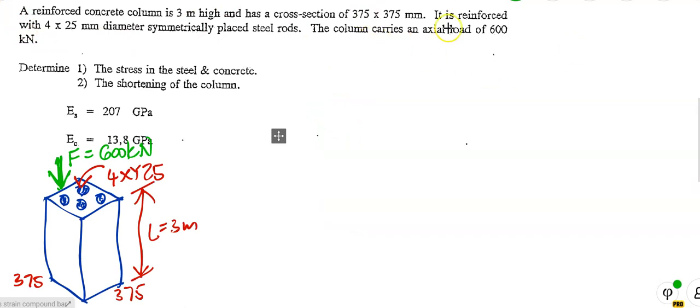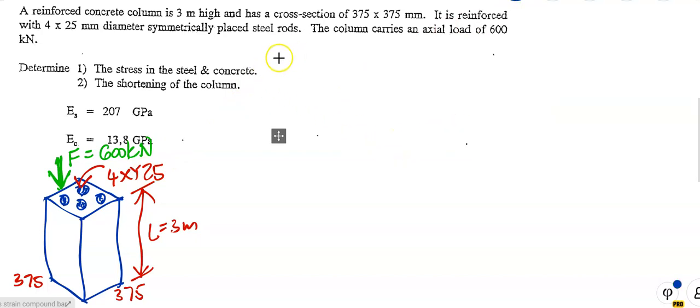There's a little picture. A concrete column 3 meters high. It is 375 square. It's got 4 bars placed symmetrically. That means they are placed at equal spaces. They normally place them in the corners, so they'd be put at the corners there. And they're all diameter 25 millimeter bars. The column carries an axial load of 600 kilonewtons. So that's F. So that's L. That's F. That will give us the area. The question says determine the stress in the steel and the concrete. Number 2, determine the shortening in the column.